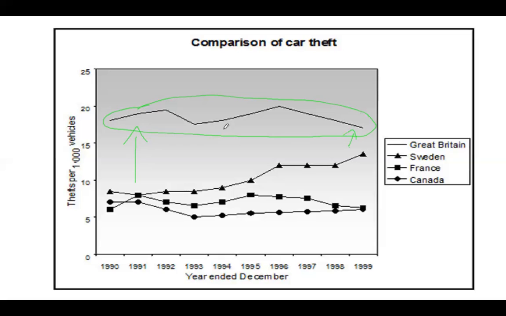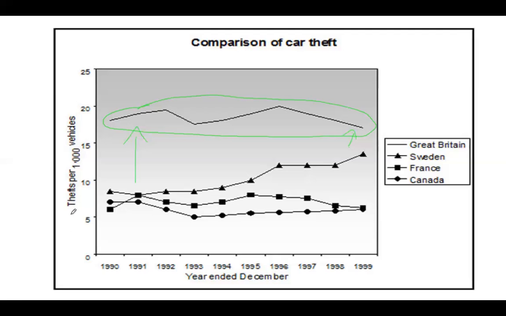So it was pretty simple, it's quite obvious. I'm just sticking to what's blatantly obvious. So that would be my first key feature. Great Britain had significantly higher car thefts throughout the period. And then you would quote the data as well.